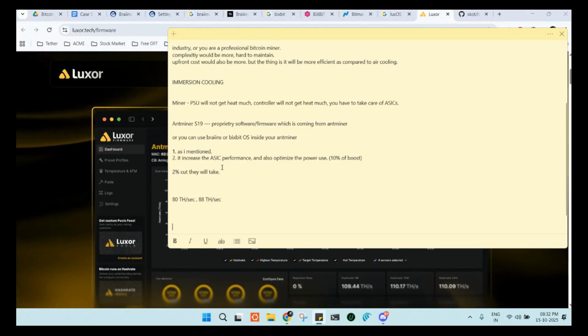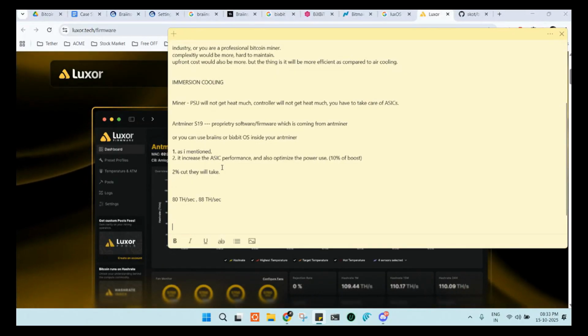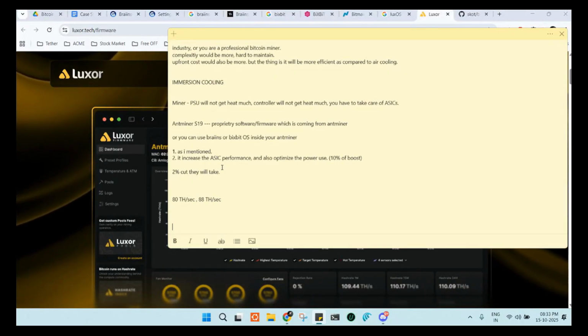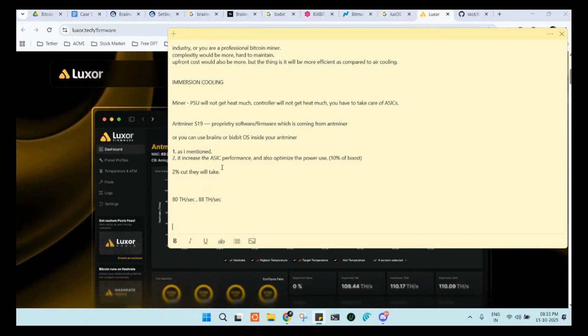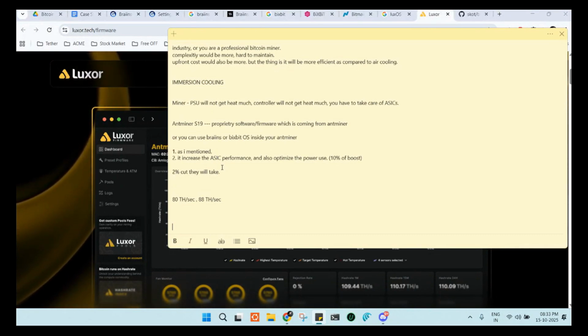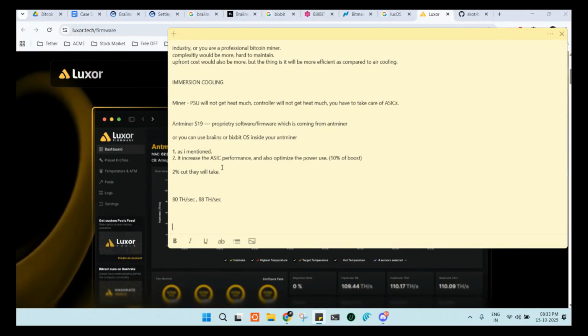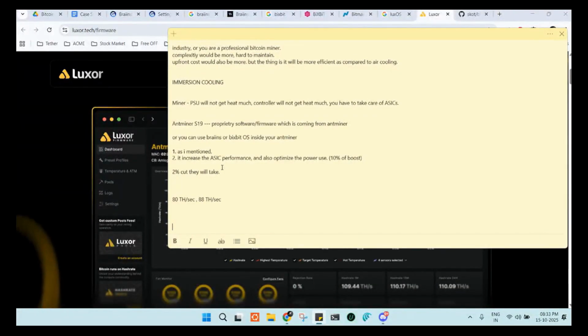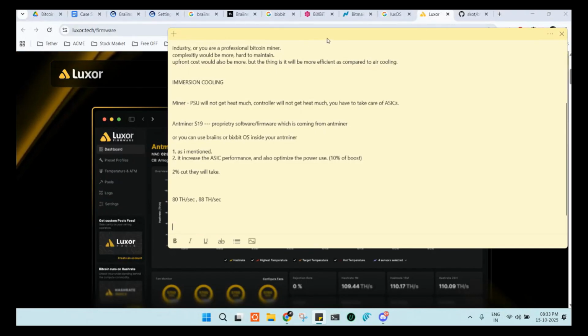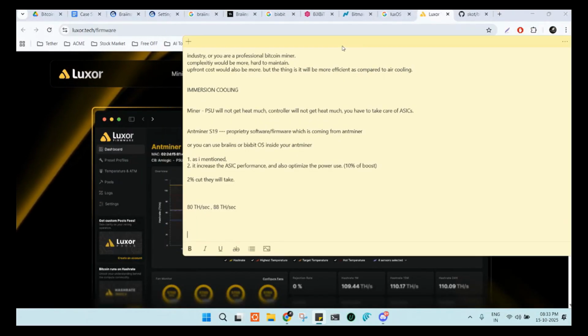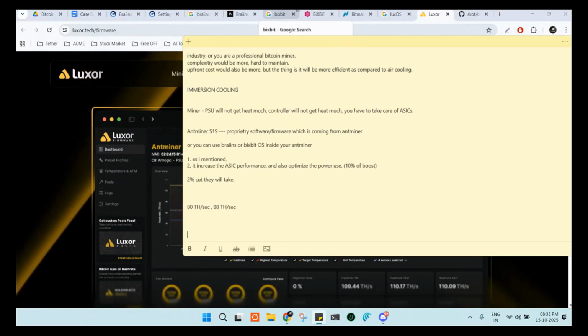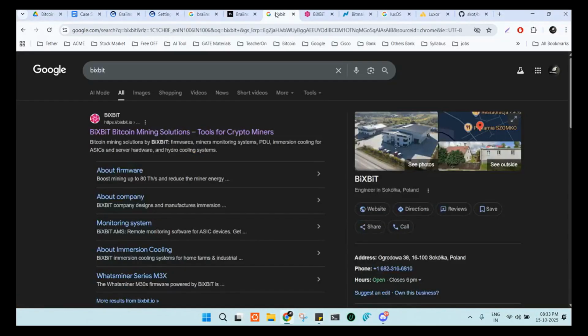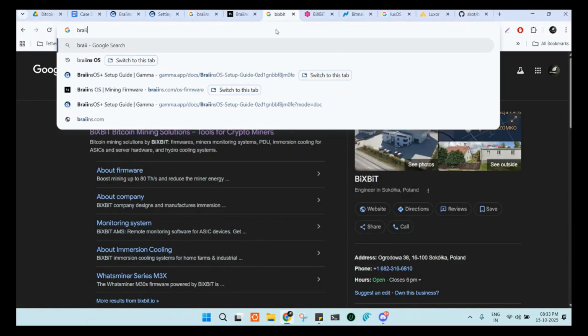So if you are a very good software engineer, you can also think like this. If you are able to make a firmware or software which can boost the performance, maybe make it open source, because this code is also open source, okay? Because if you are not trusting Antminer, you should also not trust Braiins as well. You should not trust Bixbit as well. But all the code you will be able to find on GitHub.